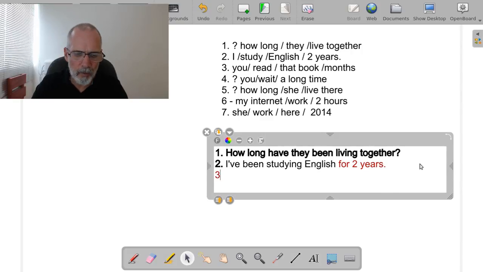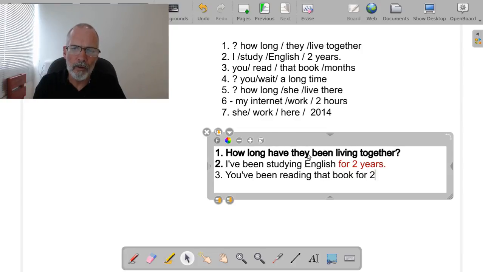Who can give me the answer to number 3? Number 3 is: you read that book months. You have been reading that book for 2 months, Gonzalo. Very good. And you could use the contraction there too. You've been reading that book for 2 months. Again, he's got the tense correct, and also for 2 months, for 2 years. Very good.